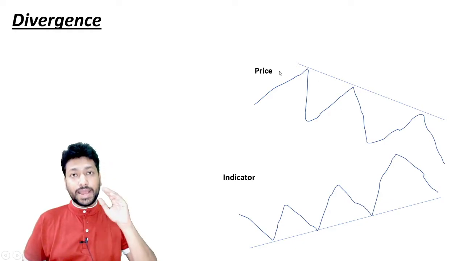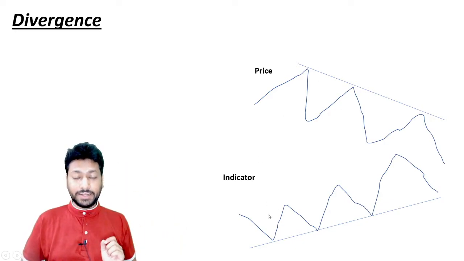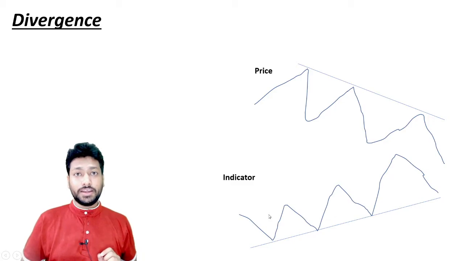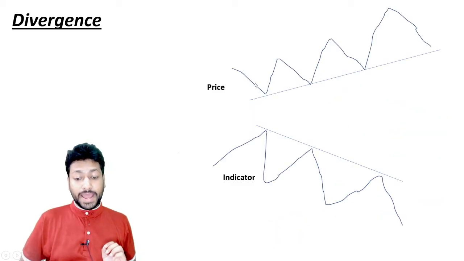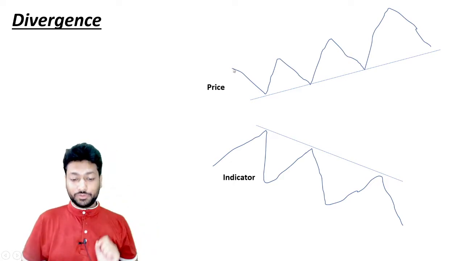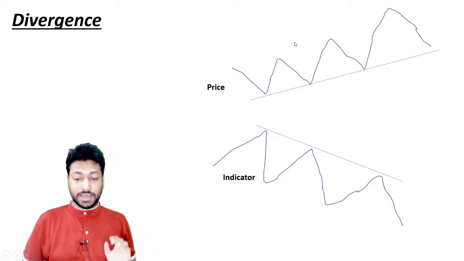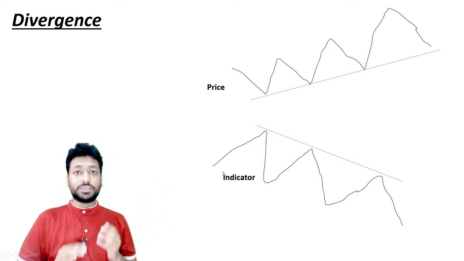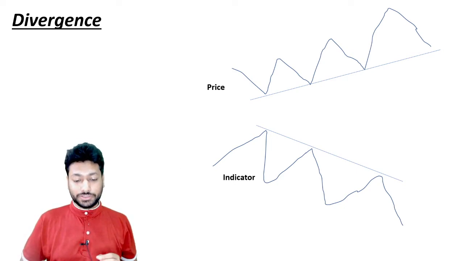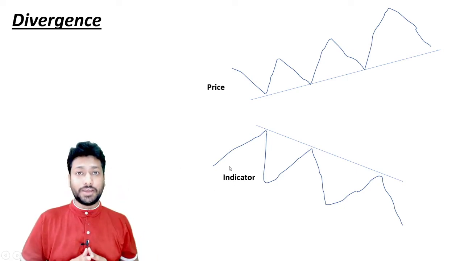Whenever the price trend is downside and the indicator is showing an upside trend, it is known as positive divergence. And whenever the price is going upside, making higher highs, while the indicator is going downside, it is known as negative divergence. That is, the indicator is showing the negative divergence.